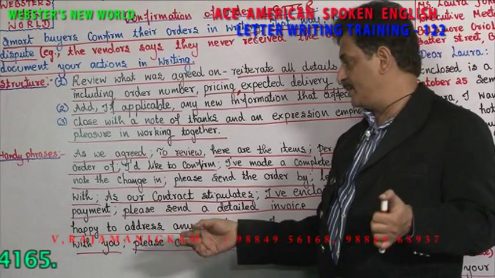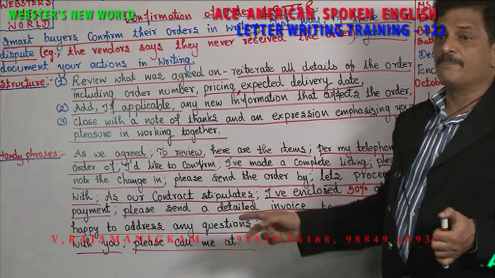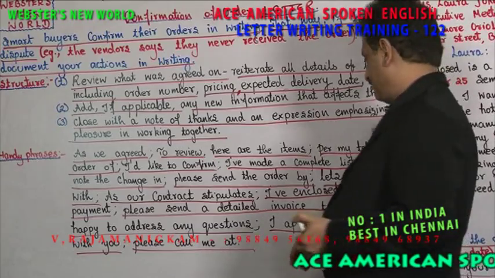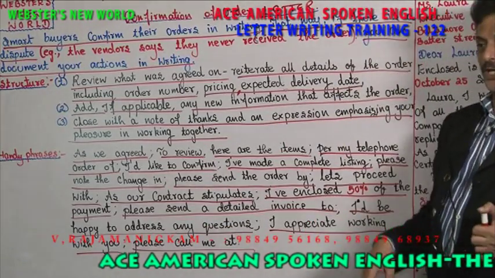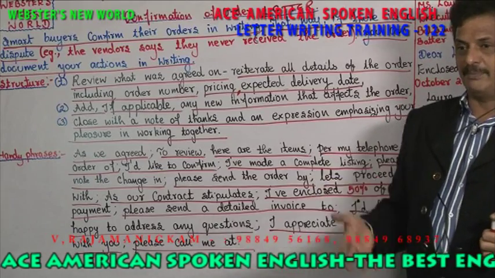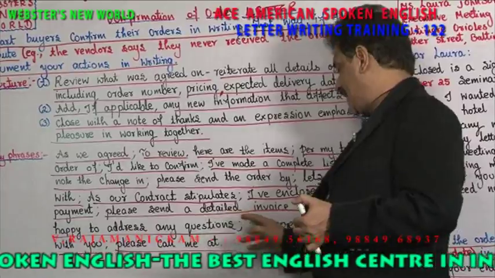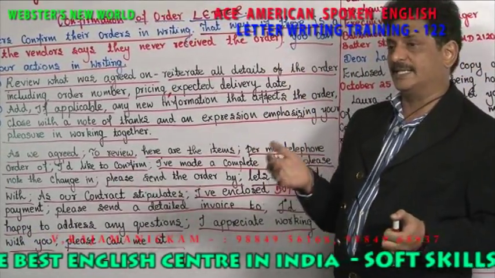Let us continue with our business. "As our contract stipulates, I have to pay you only after 20 days," right? All those conditions are written. "I have enclosed 50% of the payment": according to what we have spoken, I am sending the money. The remaining amount I will be giving within 10 or 20 days. "Please send a detailed invoice to": the complete billing of the product, please send it to me.